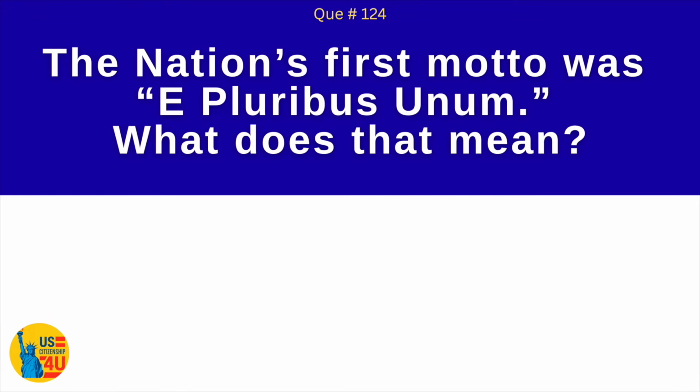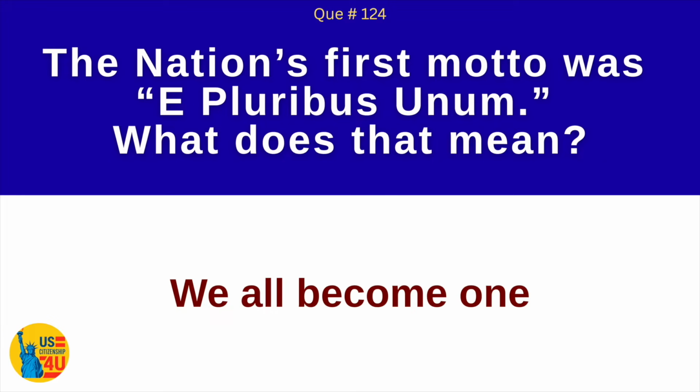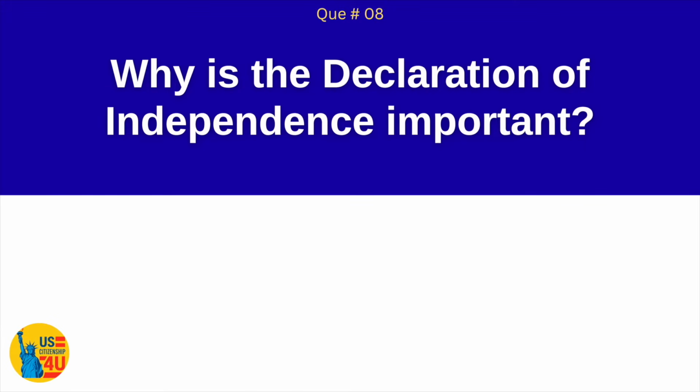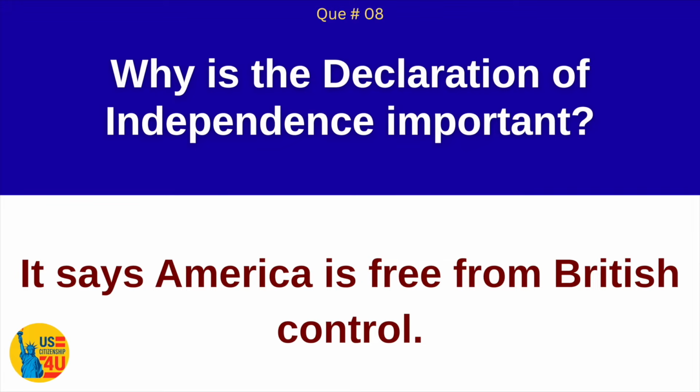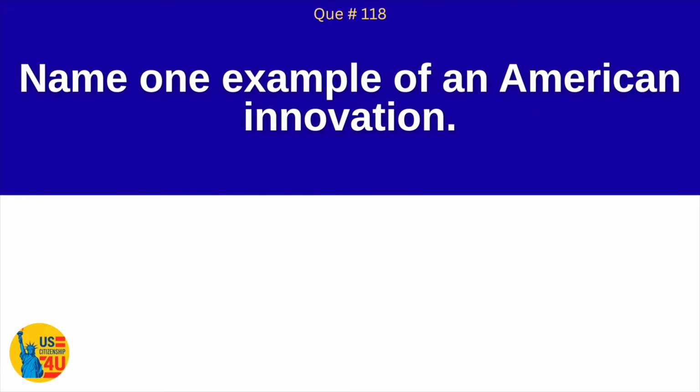The nation's first motto was, E pluribus unum. What does that mean? We all become one. Why is the Declaration of Independence important? It says America is free from British control. Name one example of an American innovation. Light bulb.